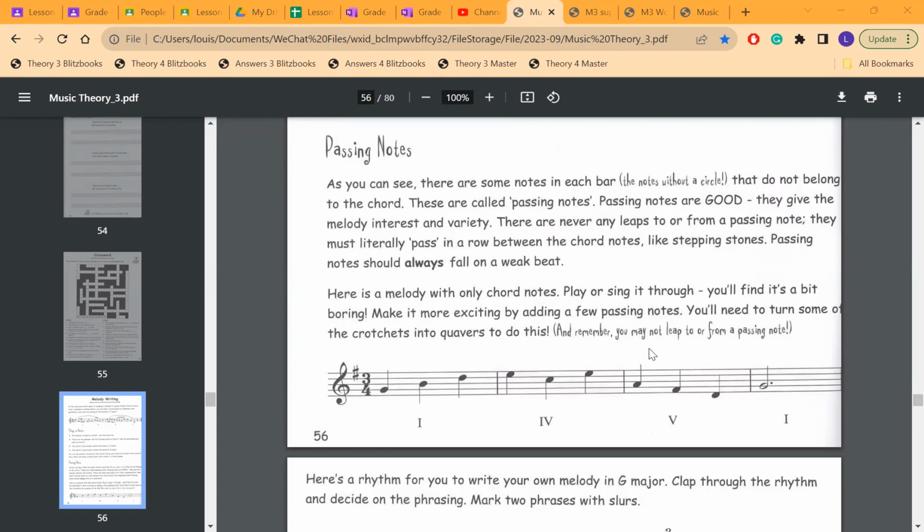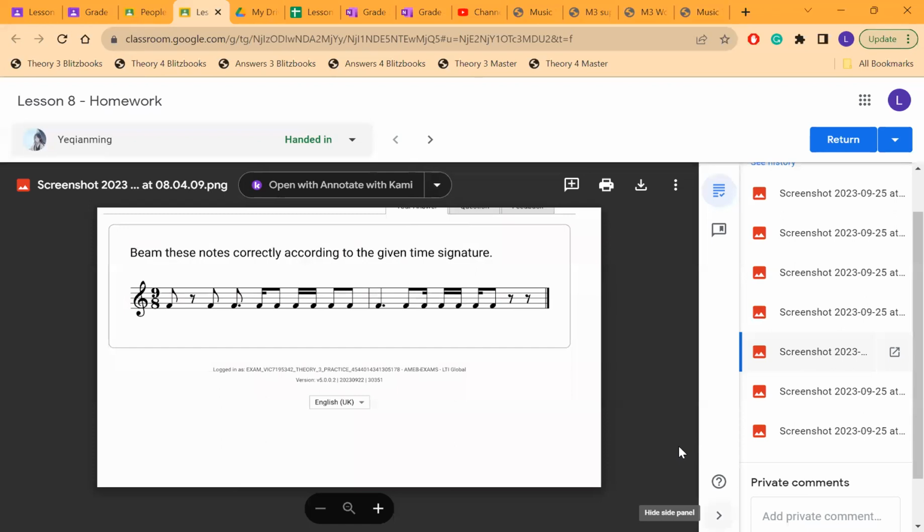Okay, so I guess the melody writing is worth about 8 marks. Was it worth 8 marks? I think 8 marks, okay, cool. 8 marks, I would separate into 4 main components. Same with the rhythm writing. So the rhythm writing, 4 main components.